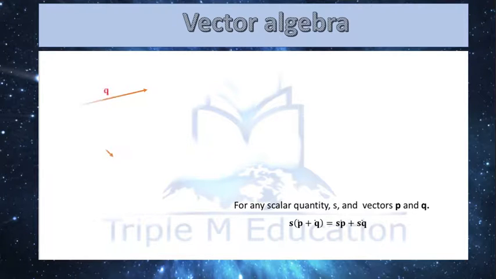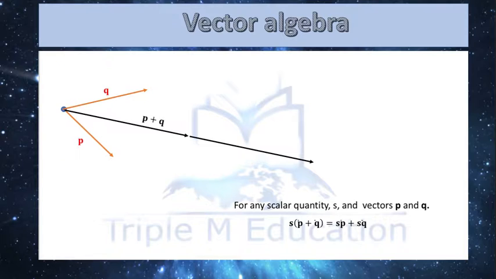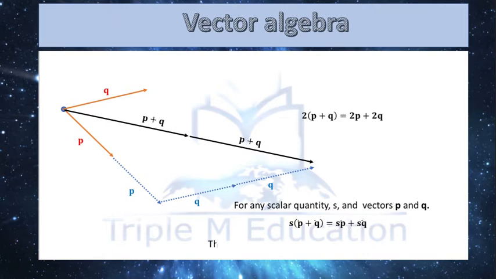Let us represent this using a diagram. So let's go back to our two vectors Q and P. If I have my resultant, represented by my black line, P plus Q, and I doubled my resultant, what this rule tells me is that I have in effect doubled each component. So my resultant, 2 lots of P plus Q, is equal to 2P plus 2Q. This is called the distributive rule for addition of vectors.